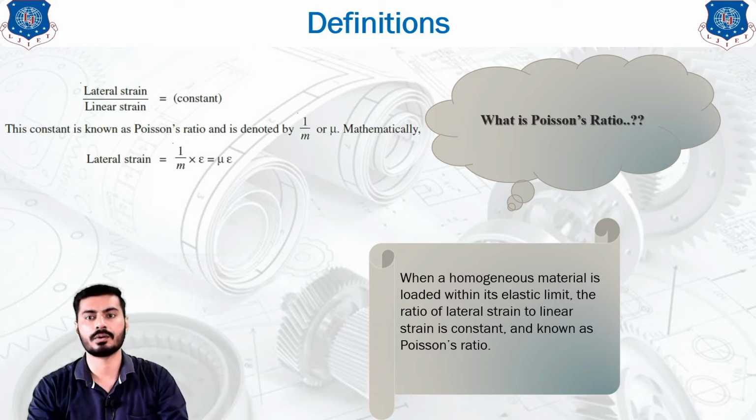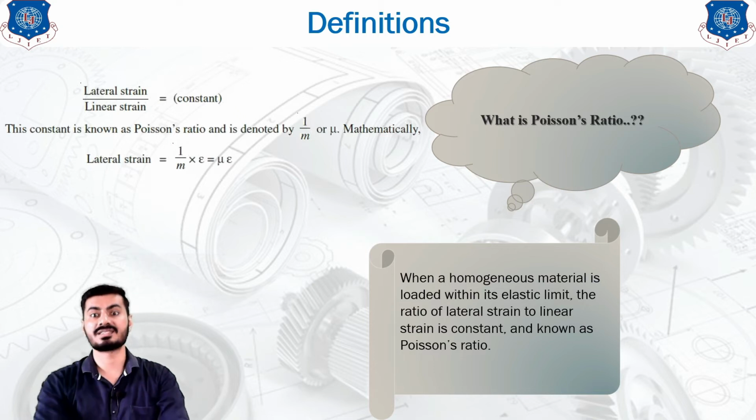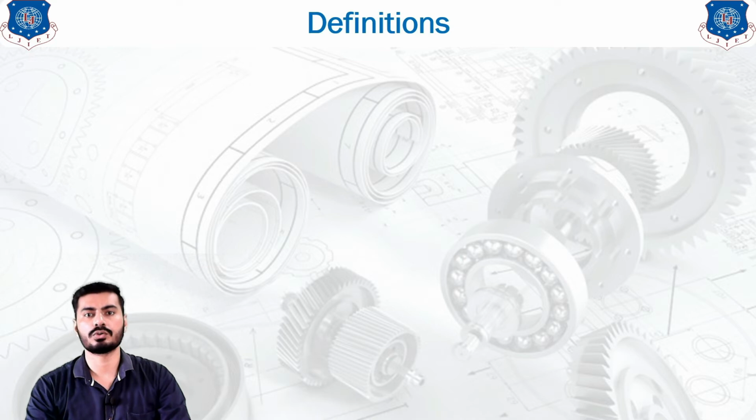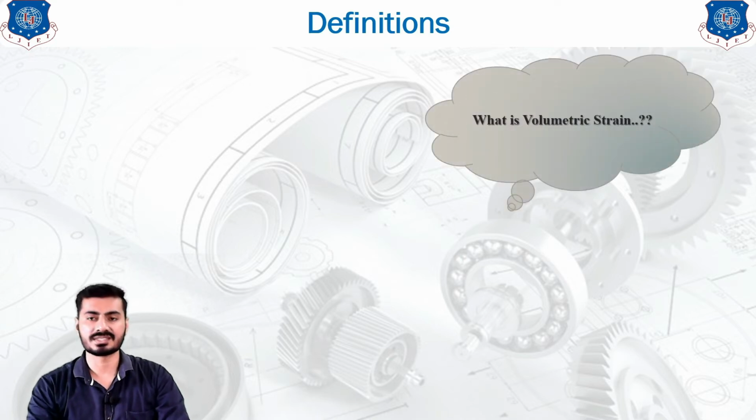Okay, so this was our Poisson's ratio, which could be asked in 1 to 3 marks, and you have to explain it based on this slide in your examination. So we will now move on to another definition of this chapter, that is nothing but the volumetric strain.